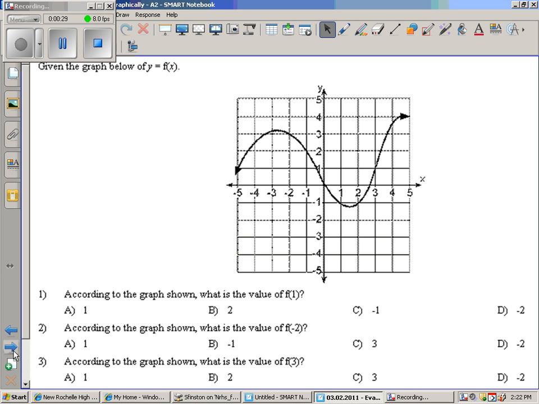Now, how do you do this? The easy way to do it is the following. Do you see the question down over here? Anybody want to read that for me? F at 1. And so here's what you do.